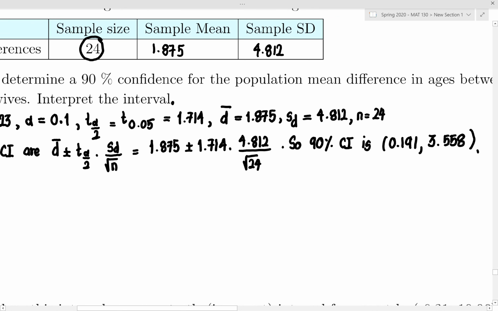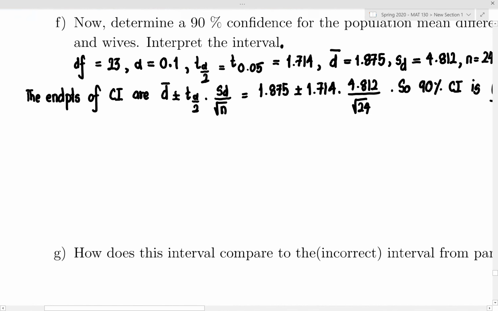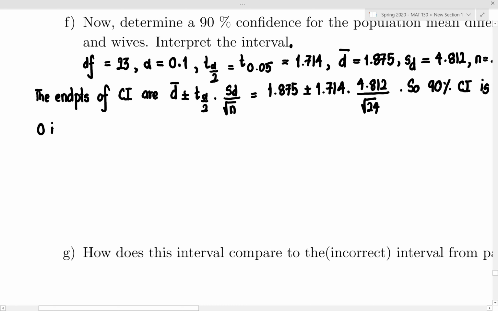All right, so whenever we look at a confidence interval, what is the question we answer? Whether 0 is in there or not, and whether the interval is all positive or not. So first, 0 is not in the interval. And secondly, the interval is all positive.